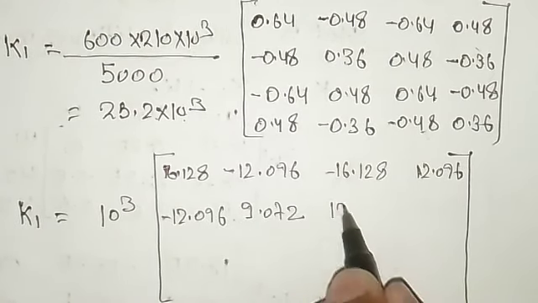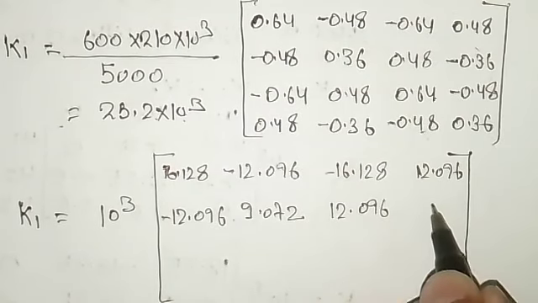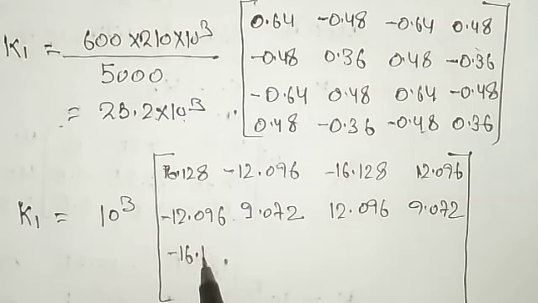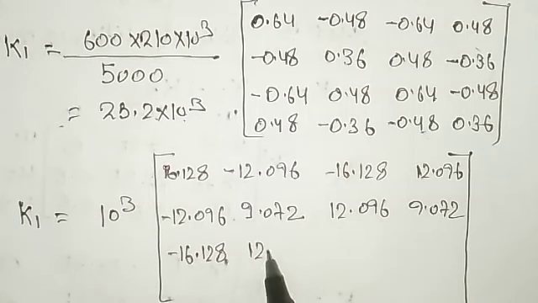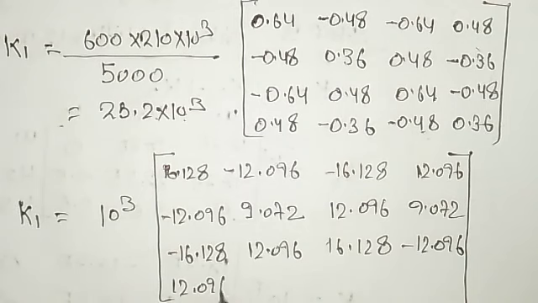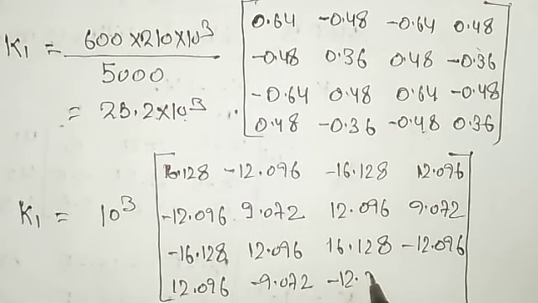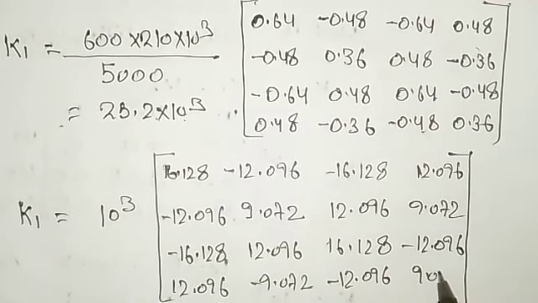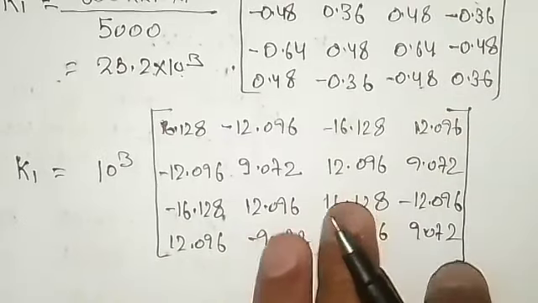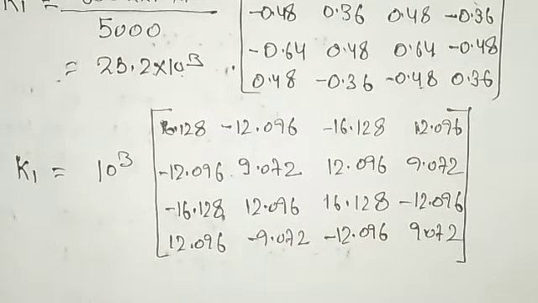9.072, 12.096, 9.072, minus 16.128, 12.096, 16.128, minus 12.096, then 12.096, minus 9.072, minus 12.096, 9.072, right? So this is what you got for K1, the stiffness matrix for element 1. Now we'll go for element 2.